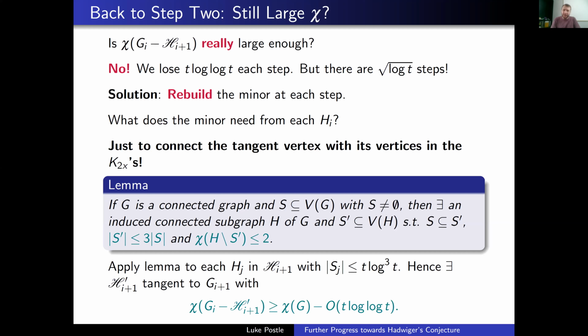And okay, are we done then? Well, there's one last bit, right? So we use redundancy to meet the future. We use this lemma to rebuild the minor to make sure we actually don't lose too much overall. Like we don't lose too much in each step. We actually rebuild it so as to not lose too much overall.